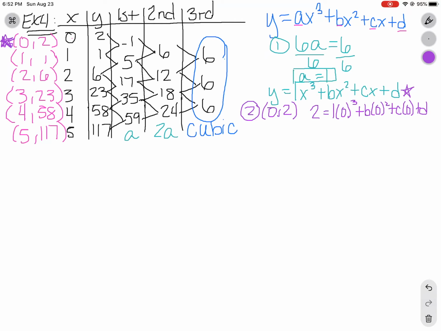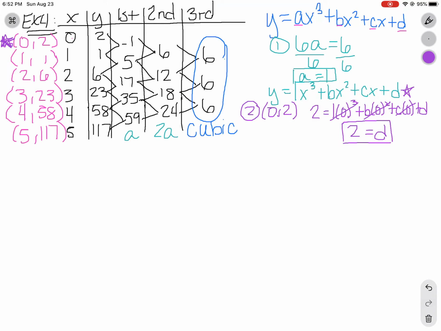Now, look carefully at what happens. 1 times 0 is 0. Whatever b is, if we multiply it by 0, it's 0. Same with c. Whatever c is, if we multiply it by 0, it's 0. So we end up getting 2 equals d. So now we've solved for our second unknown, and it's d.